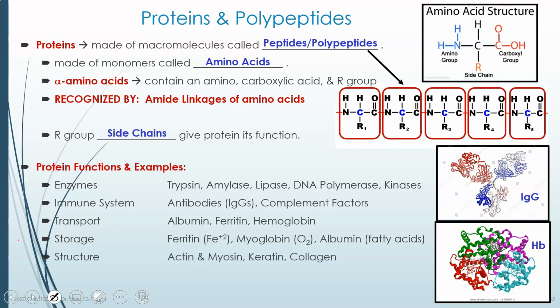You have structural components like actin, myosin, keratin, collagen. And you have some hormones that are made of protein, like insulin, glucagon. Glucagon is another important protein hormone. It does almost the opposite of what insulin does, so it's important to have both in your body.